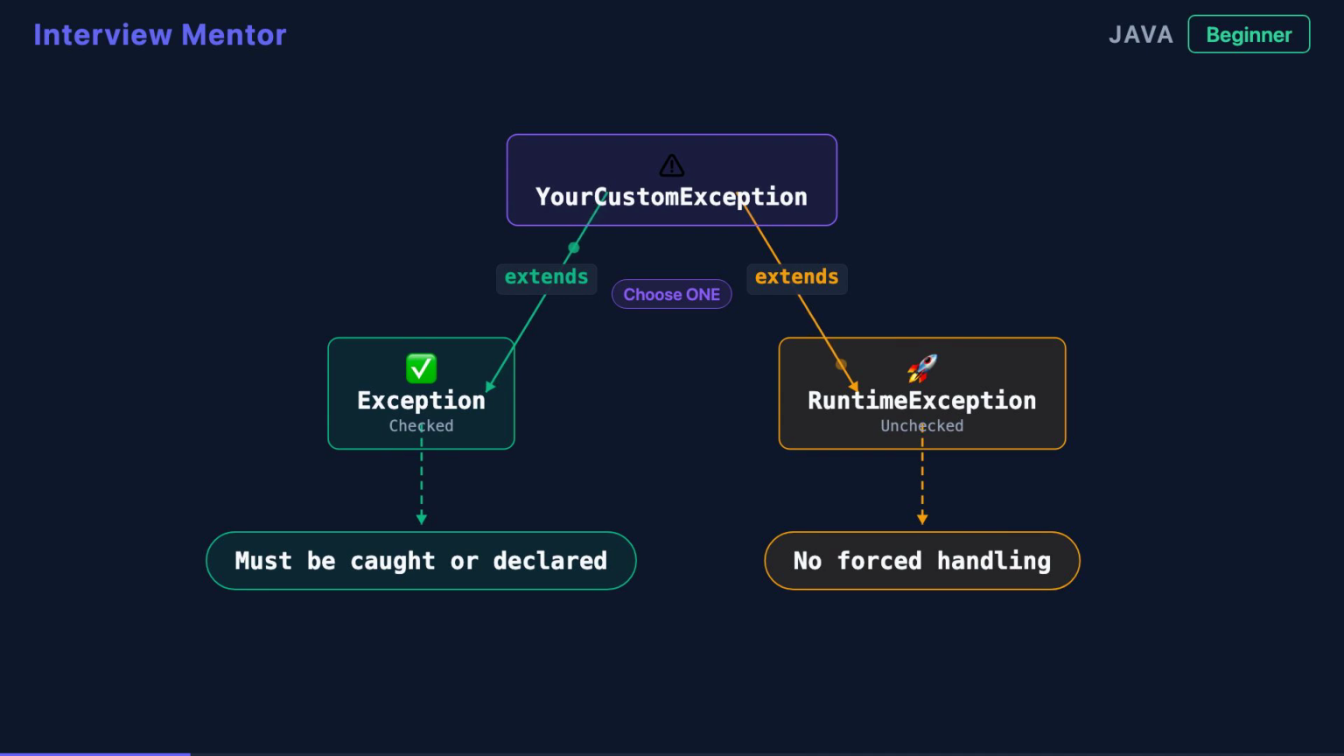If you want a checked exception that must be caught or declared, extend Exception. The compiler will force callers to handle it. If you want an unchecked exception for runtime errors like invalid arguments, extend RuntimeException. This choice determines how your exception behaves in the entire application.